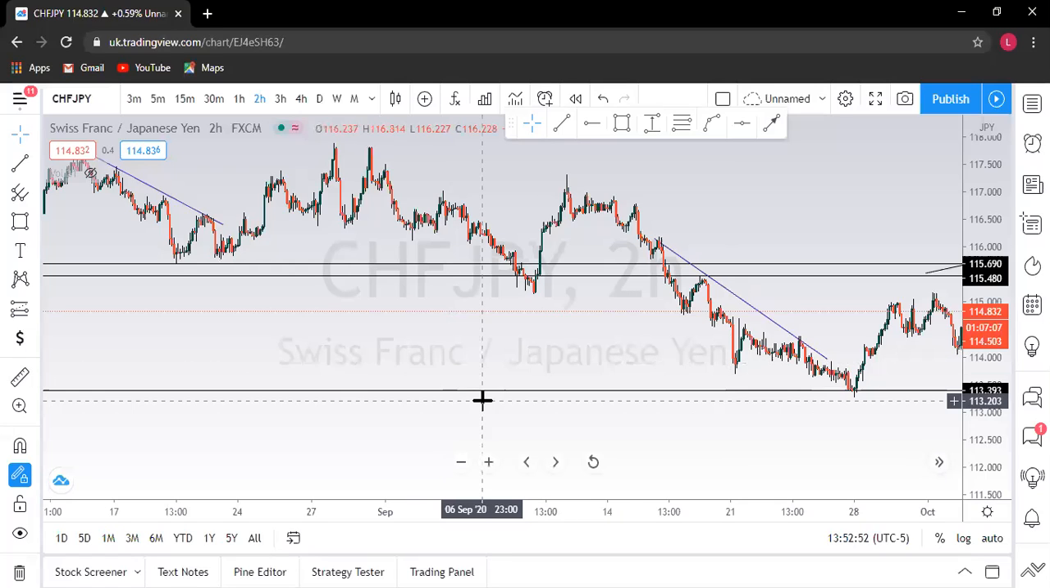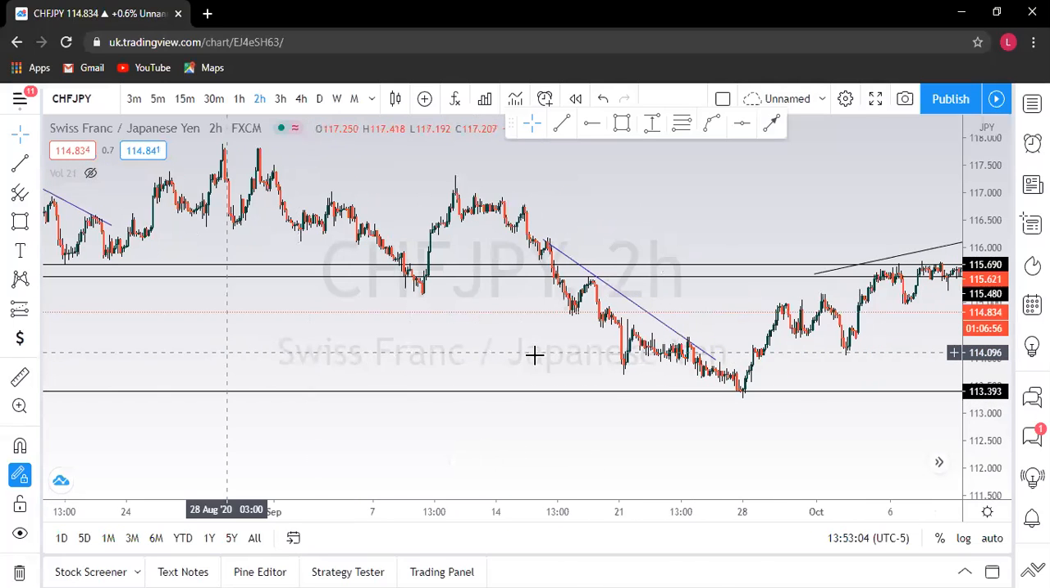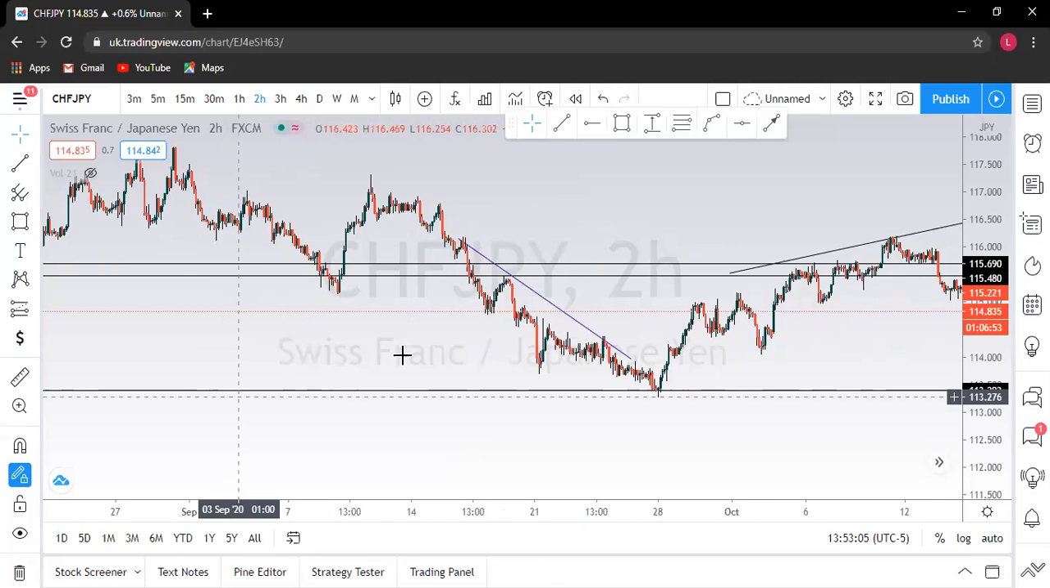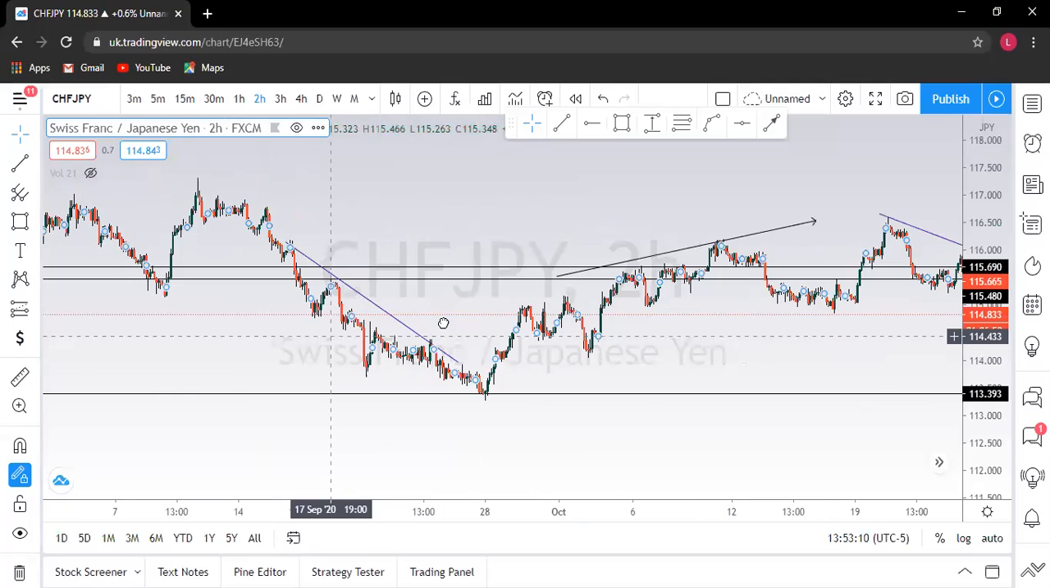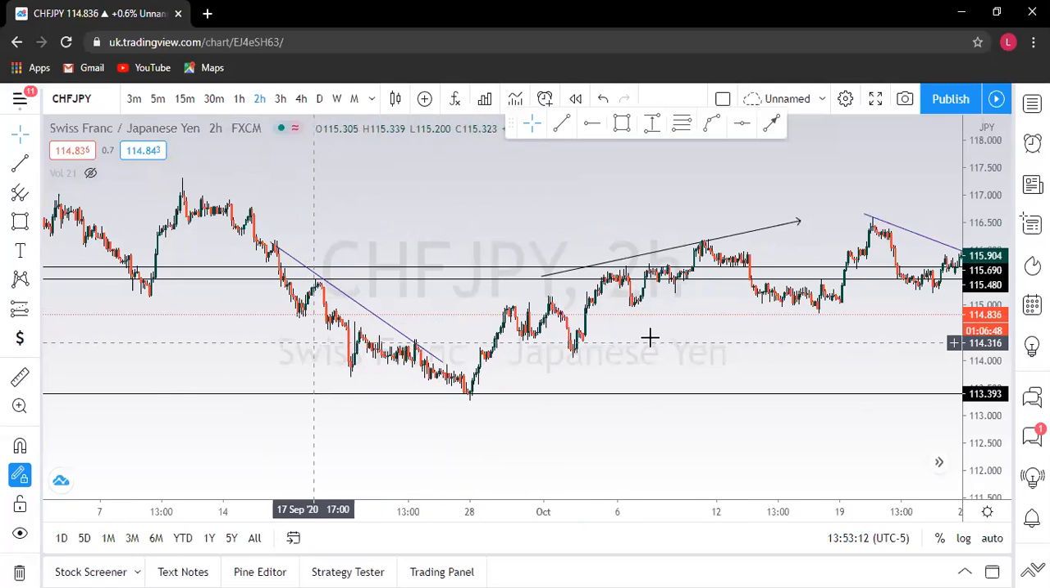You understand? So the last thing I'll be talking about is how to make use of your Fibonacci tool. That is where I'll be ending the class tonight. The Fibonacci tool is actually used for you to measure retracement moves. Do you understand?